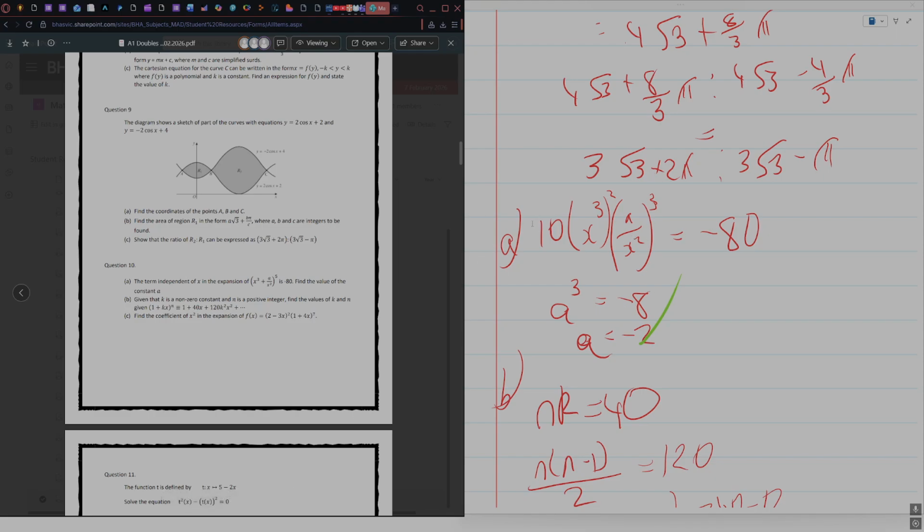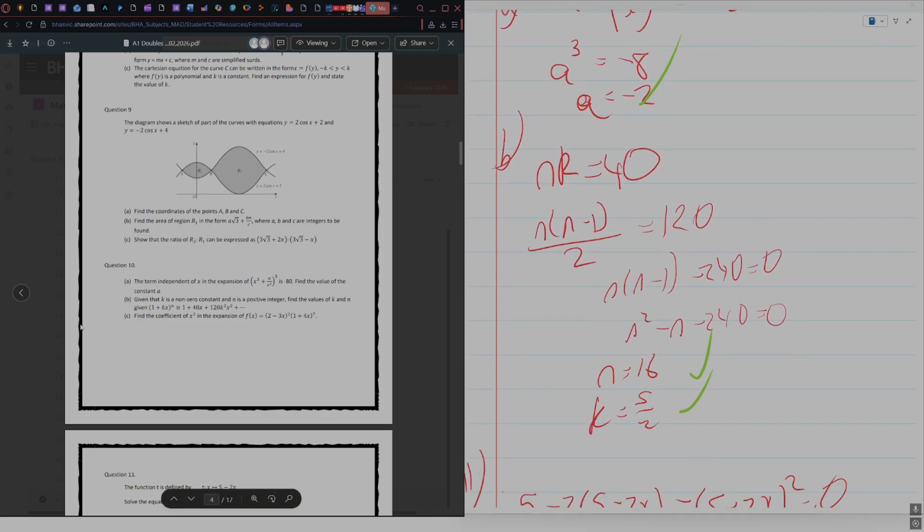You can do 5 choose 2 if you want, but I just remember that it's 10 from further maths, Pascal's triangle, whatever. And then you rearrange, you get your a values. I don't even know why I wrote the x's, to be honest. But yeah, you get a is -2.